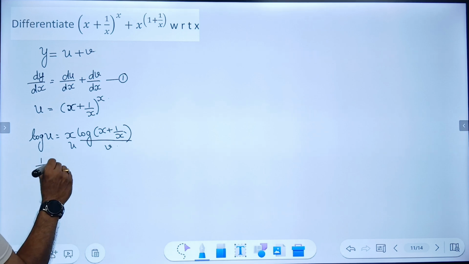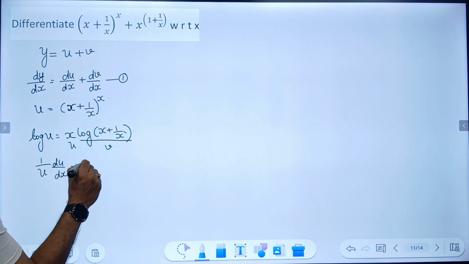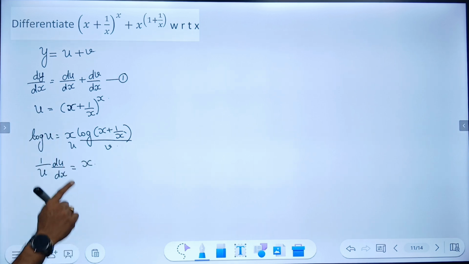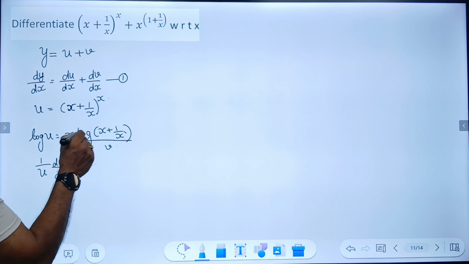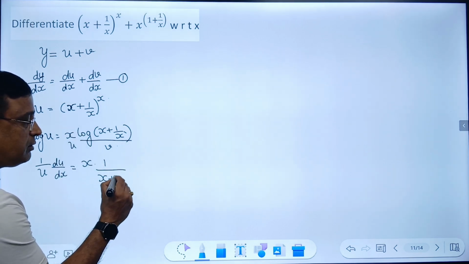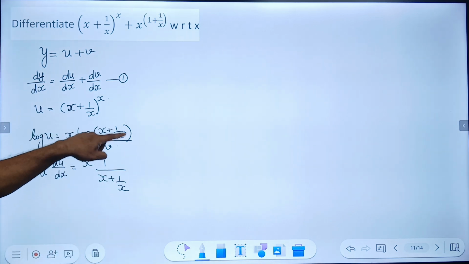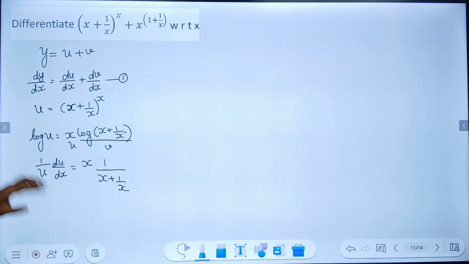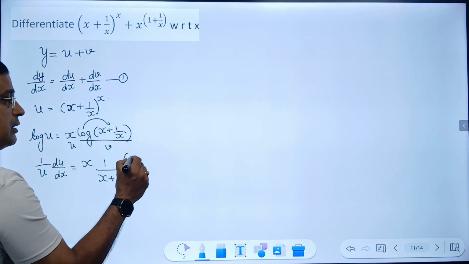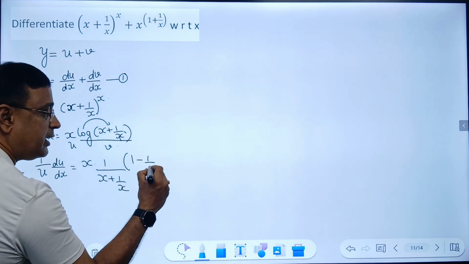1 by u du by dx equal to u into, watch carefully, u into, what is differentiation of log? Log will be 1 by x plus 1 by x. Log differentiation is 1 by whatever is the x plus 1 by x. After that you go inside. What is differentiation of x? It's 1. What is differentiation of 1 by x? It is minus 1 by x square.